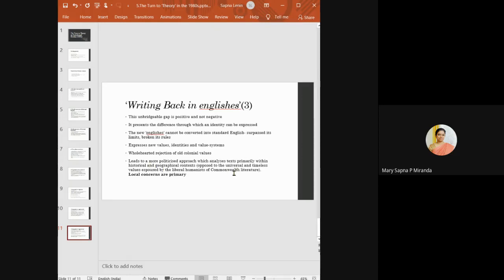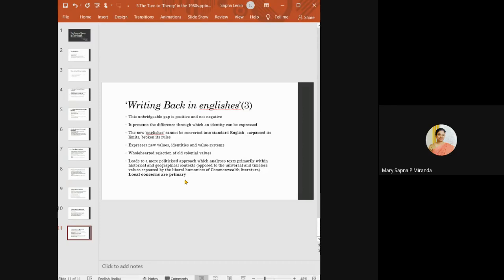And here, when you're doing this, what is happening? You are actually breaking away from what the Commonwealth critics tried to do. They were trying to look at the universal and the timeless values in these Commonwealth, or you could say post-colonial texts. So when you are appropriating the language, what are you doing? You're actually trying to be very historical and geographical. That is historical as in you are locating that story within your own history of your own area. And then geographical, limited to that particular area. So the local concerns are very important. Local concerns become important, and you are not really worried about the universal and the timeless, and you're not trying to ape or follow the English canonical text. Is that clear?